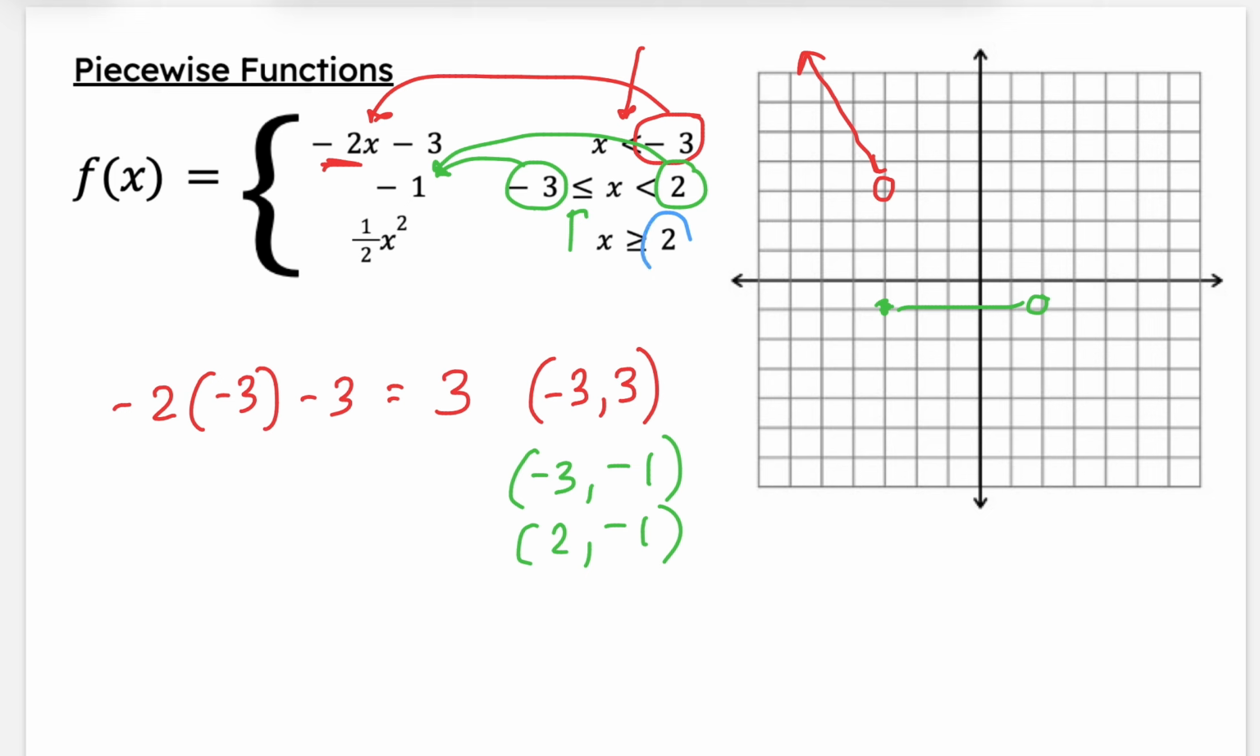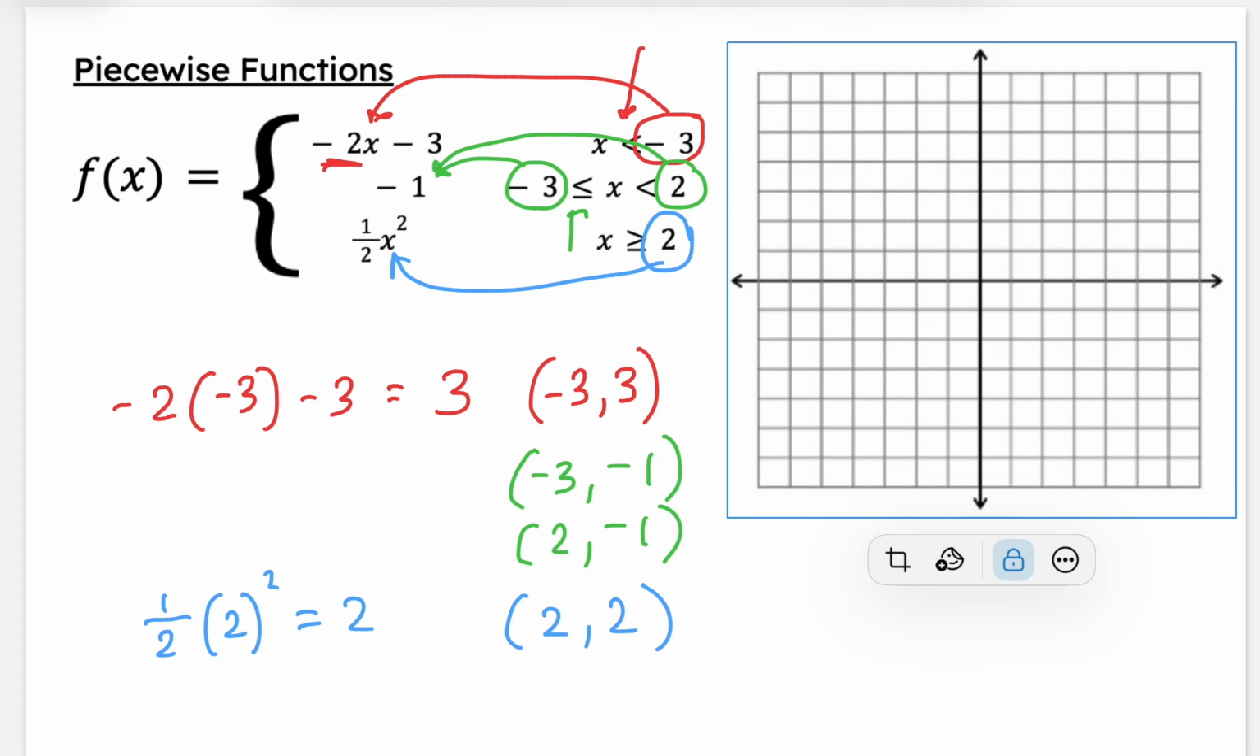So then my last one, let's go with blue. I'm going to plug the 2 in right here. So I have 1/2 times 2 squared. That would be 4 times 1/2, which is 2. So my input was 2 and my output was 2. So I'm going to go to (2, 2), and I know that is a colored in dot.